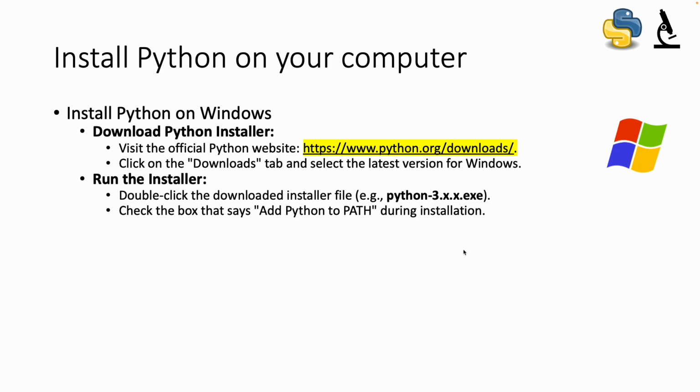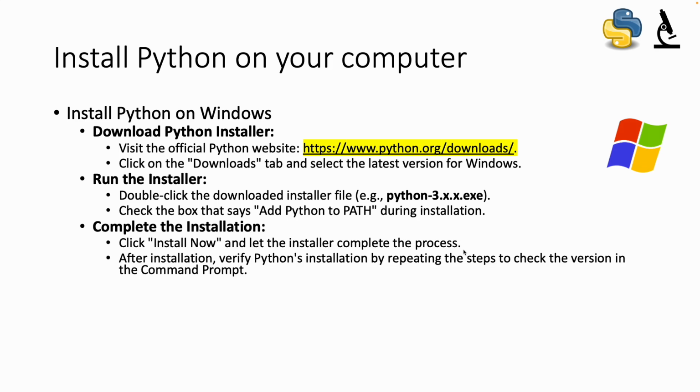But you have to make sure that Python is not already installed, because adding two Pythons to your path can cause troubles. And finally, you complete the installation by clicking on Install Now and let the installer complete the process. After the installation, you repeat the process of finding out the version of Python as explained before.